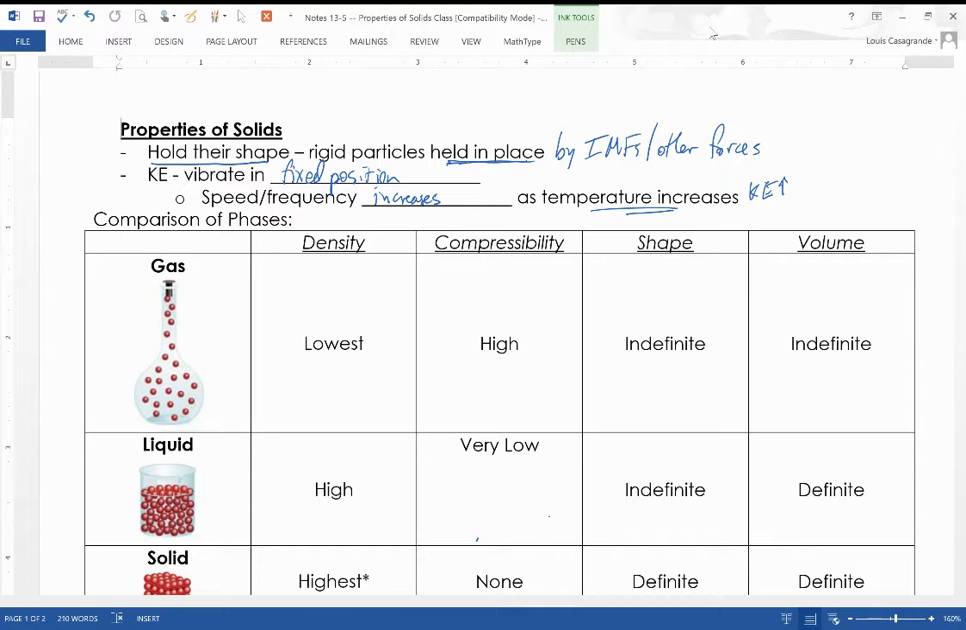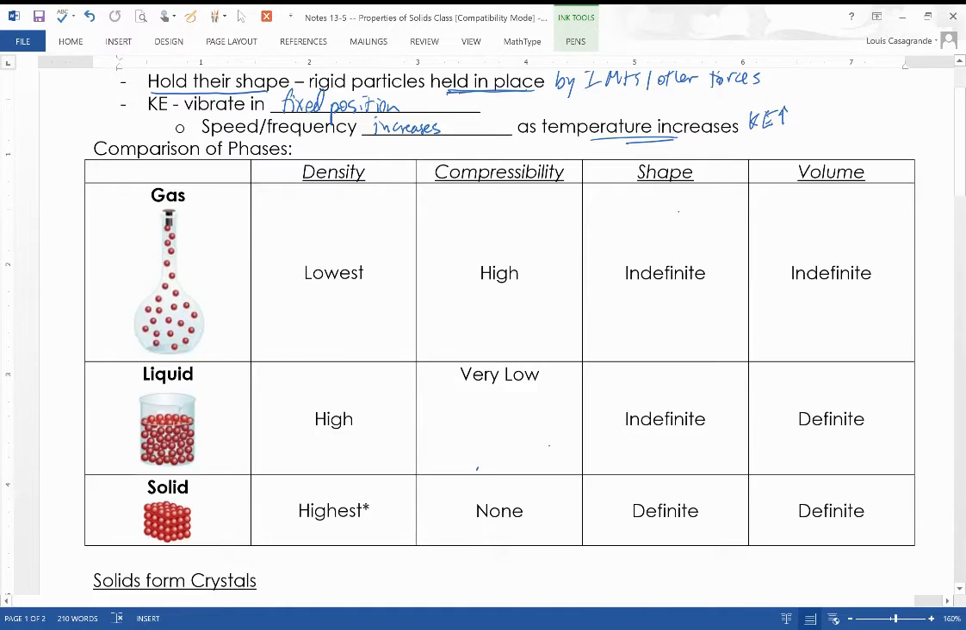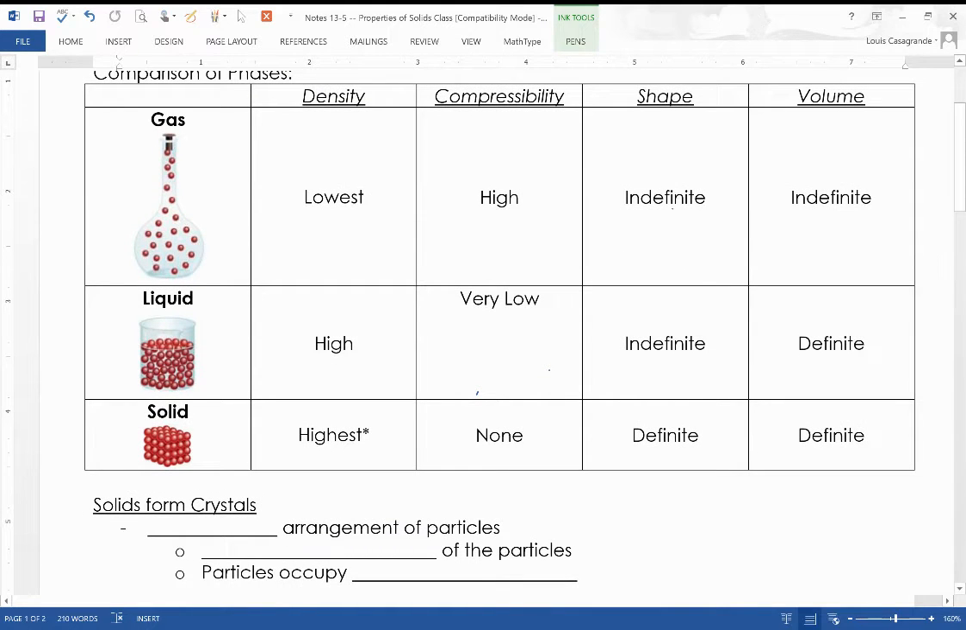Now, to compare solids to liquids and gases, let's take a look at a table that has all three of them at once. Gases have a lot of space between them. We remember that from kinetic molecular theory. And because of that, they have the lowest density. So we're going to look at the density. Gases have the lowest density.